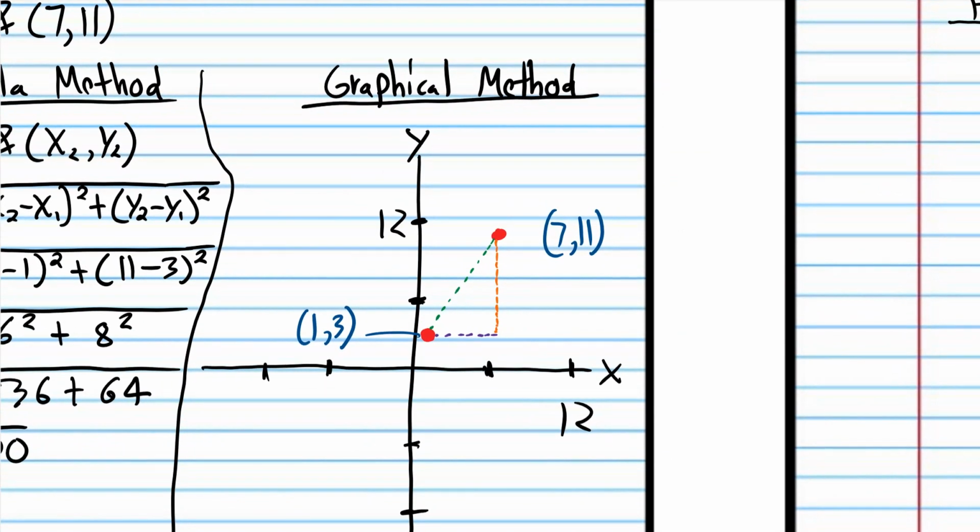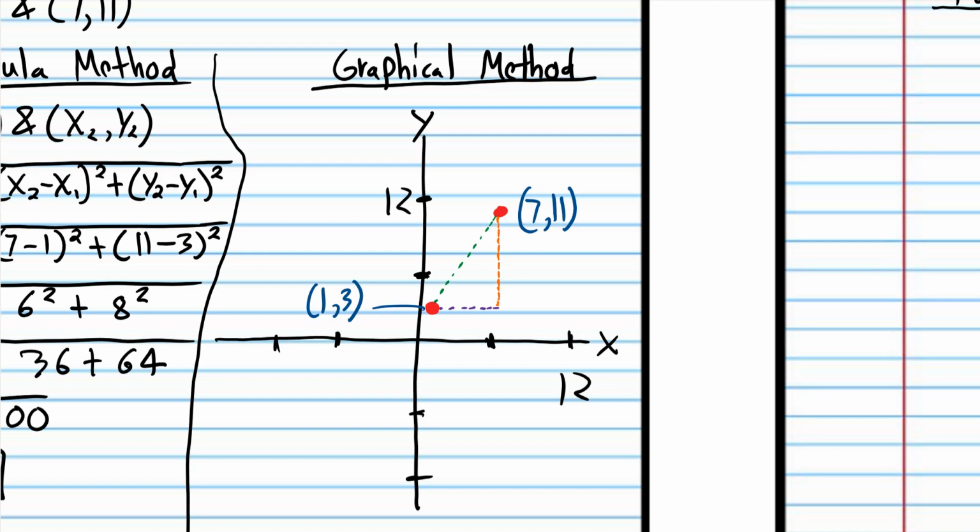So what we can do is use these coordinates to find the legs of the right triangle. Remember, the distance we're looking for is the hypotenuse. That's the actual length we're looking for, the distance between the 2 points. The shortest distance between the 2 points is the hypotenuse of that triangle. But using these points, we can find the legs of the right triangle.